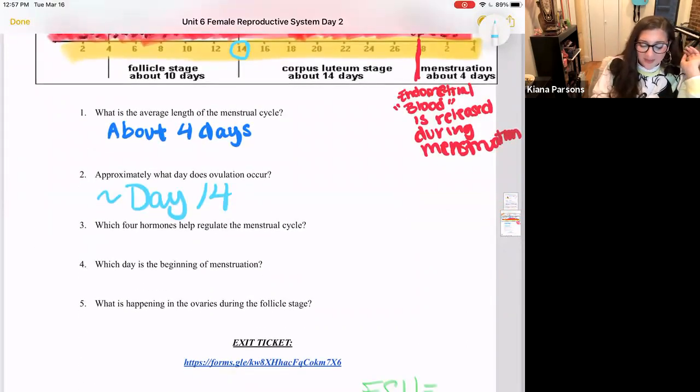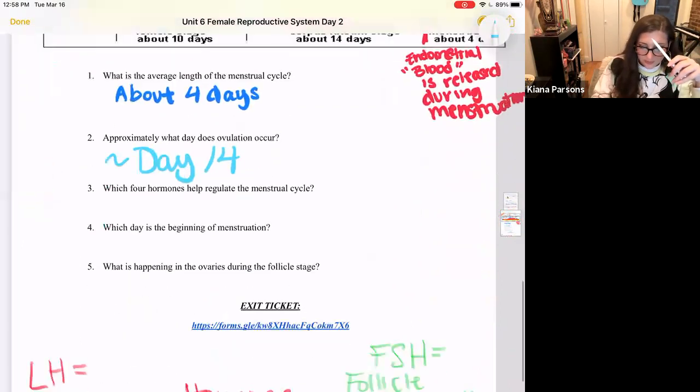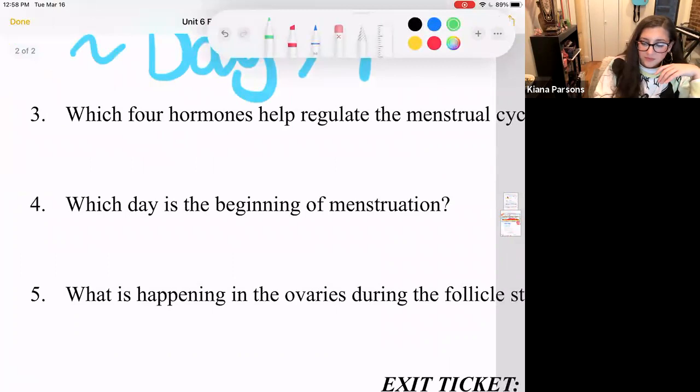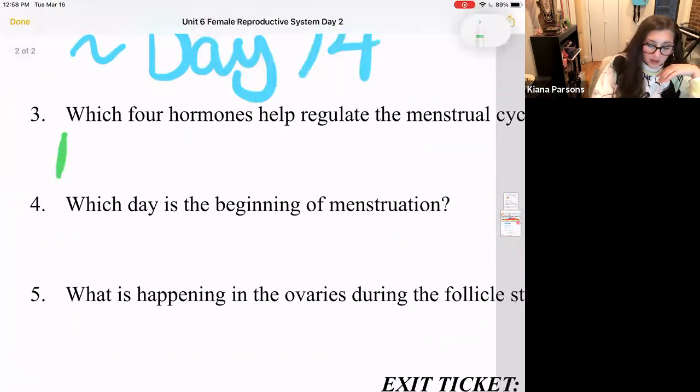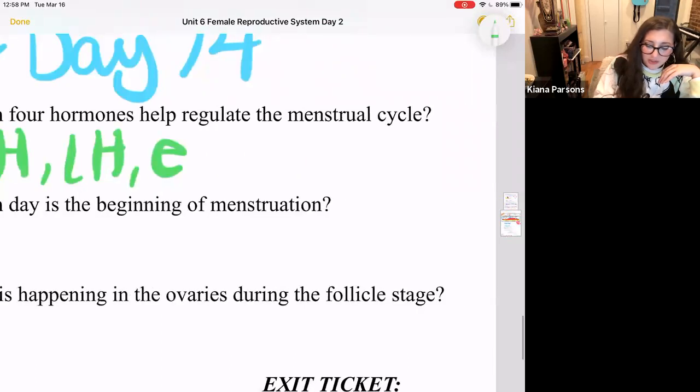Number 3, which 4 hormones help regulate the menstrual cycle? And we can see those all here up top. We have FSH, estrogen, LH, and progesterone. So that's follicle stimulating hormone, luteinizing hormone, estrogen, and progesterone.